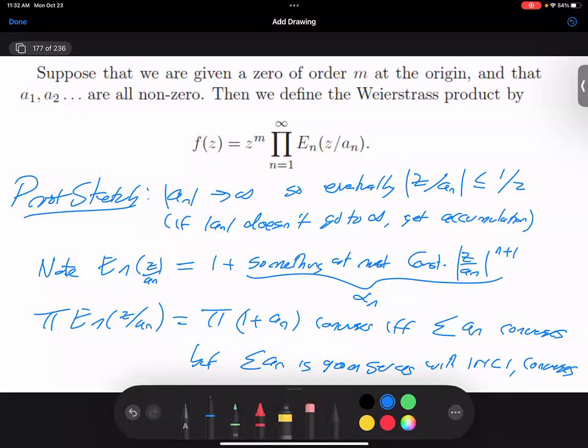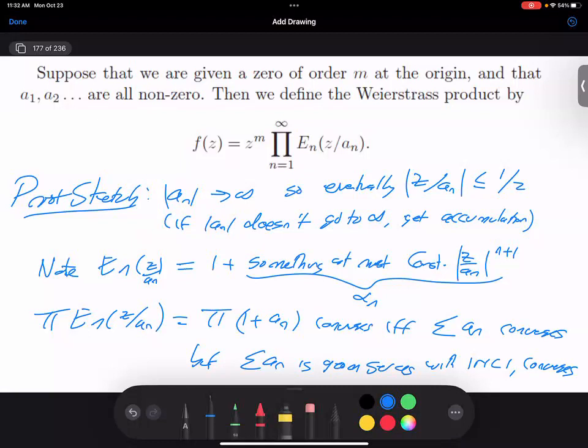Okay. I'll make sure everybody follows the high-level proof sketch. We know the e^(z/a_n) are close to 1. Well, if they're close to 1, write them as 1 plus a correction. And we know that correction is at most some constant.